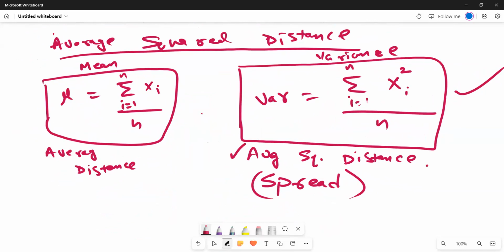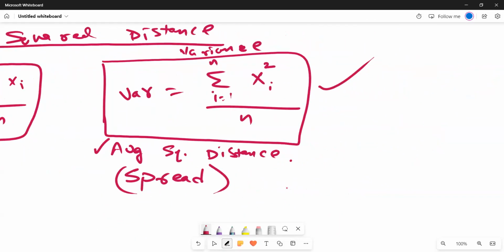Now, this term is called variance, but if you remember, we talked about shifting of the data points, or shifting of the reference point.